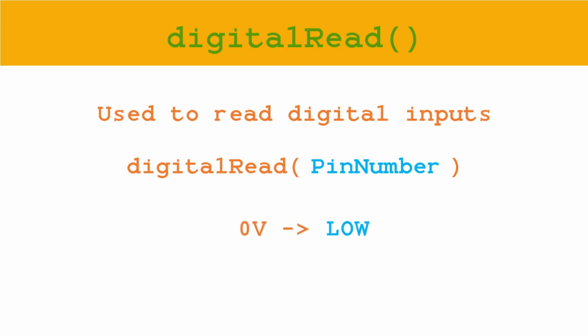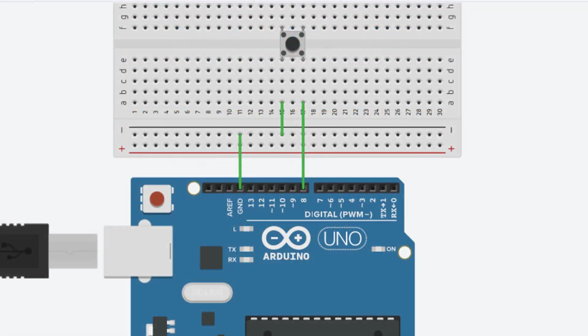If it reads 0 volts on the pin, then it will return low, and if it reads 5 volts on the pin, then it will return high. Let's make a simple project to understand the working of the digital read function. First, look at the wiring diagram. Here we have connected a push button to the pin number 8 of Arduino.